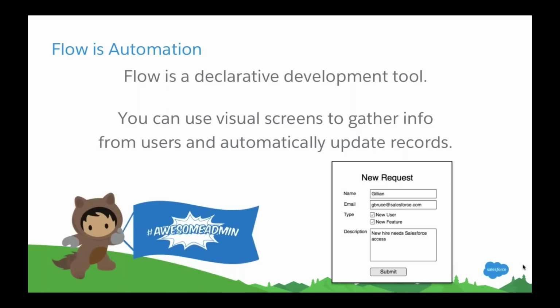Now, there is a type of flow called headless flow, but what we're going to focus on today is this visual screen flow. It's a way that we can display visual screens to our users to gather information and then use that to automatically update records in our org. So think of it like a form, right? We're automating the population of a form.